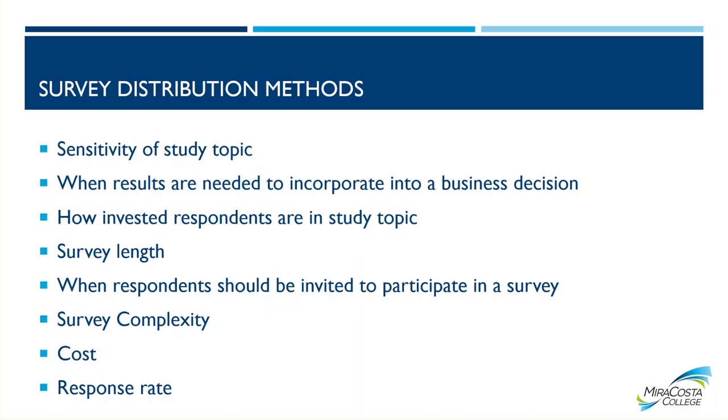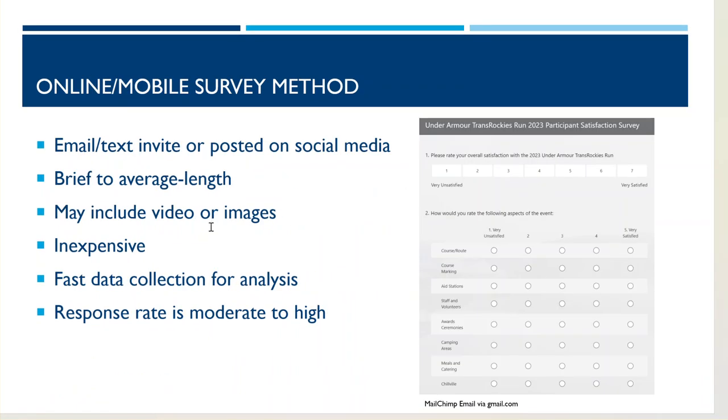So survey distribution methods: sensitivity of study topic, when results are needed to incorporate into a business decision, how invested respondents are in the study topic, survey length, when respondents should be invited to participate, survey complexity, cost, and response rate. A lot of the survey companies out there used to be free. I feel like all of them charge something now. It's really hard to find survey software that's free, but you can always use social media or email. You can create Google Forms, or if you're a bigger brand, maybe you pay for the survey membership to that application.